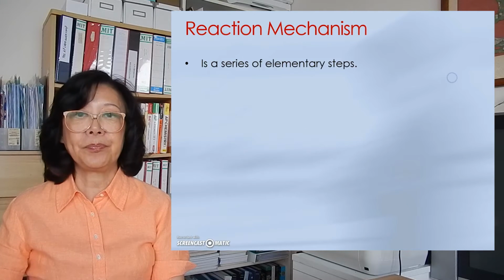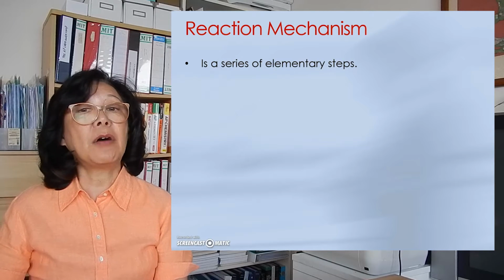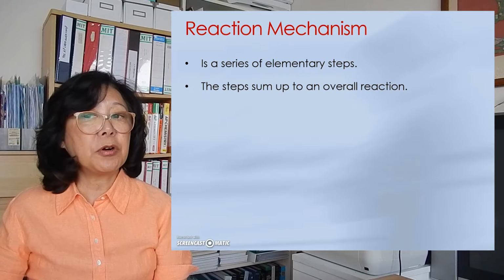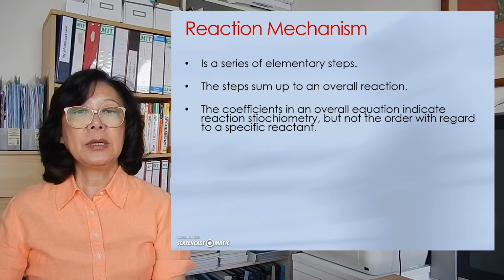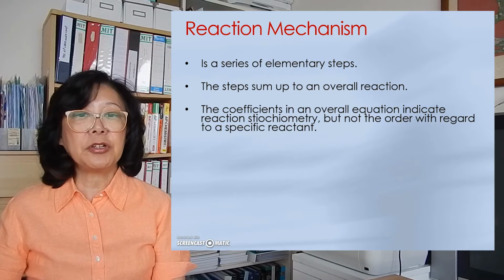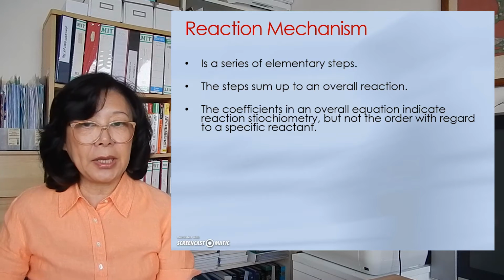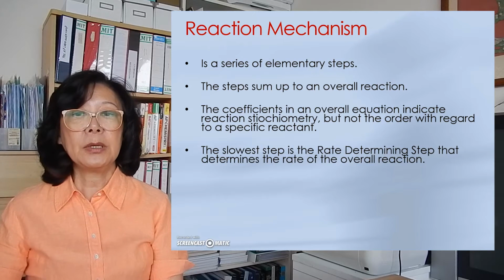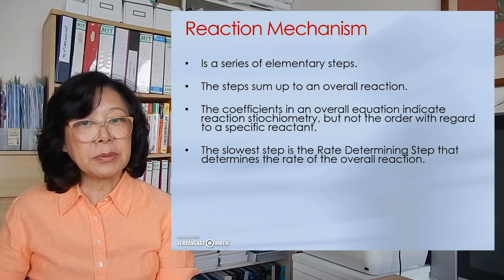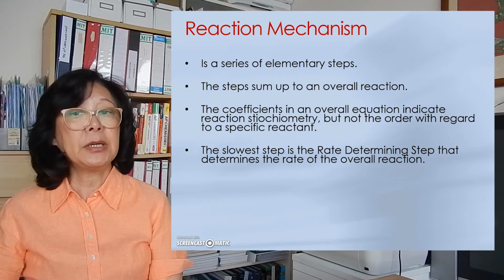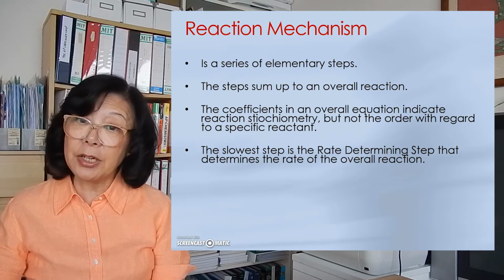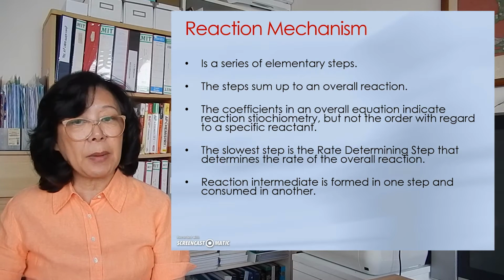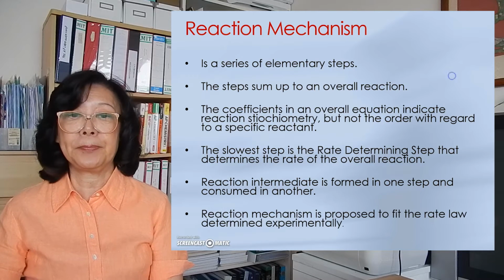Reaction mechanism is a series of elementary steps, and the steps will sum up to an overall reaction. The coefficient in an overall equation indicates the reaction stoichiometry, but not the order with regard to a specific reactant. And out of these elementary steps, the slowest one is the rate determining step that determines the rate of the overall reaction. And the reaction intermediate is formed in one step and consumed in the next step.